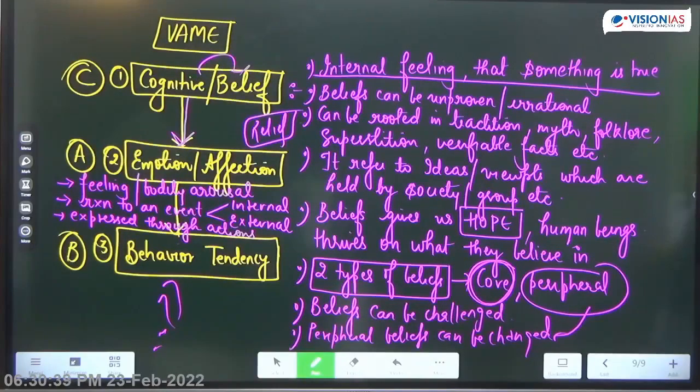Feeling, bodily arousal, reaction to an event, internal or external. It is expressed through actions. And once it is expressed through appropriate action, it gives you a sense of relief.